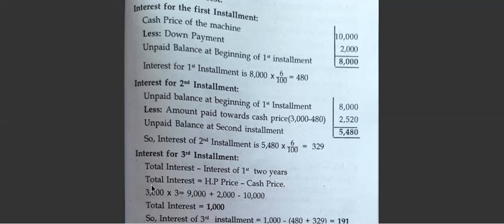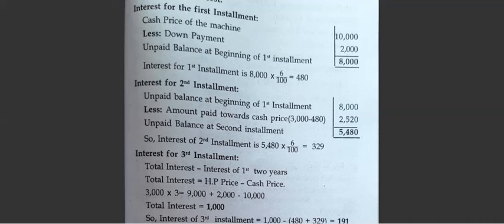Okay. So how do you get total interest? Total interest is equal to higher purchase price minus cash price. So the higher purchase price, how much? It is 3000 each installment. So 3000 into 3, you will get 9000 plus 2000 down payment, it is 11,000. 11,000 minus 10,000, the total interest here is 1000. Okay. So this is how you have to calculate the total interest.